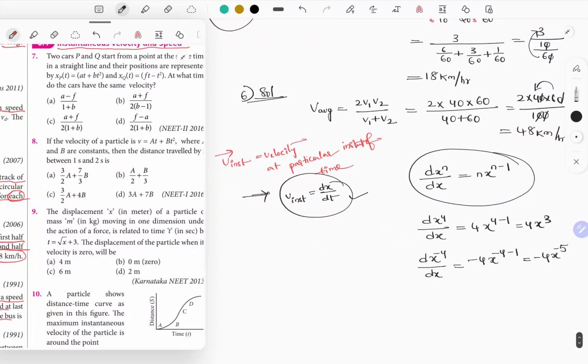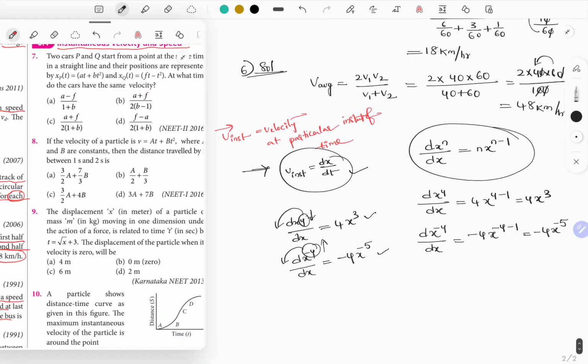Try to understand the difference between these two. If I have d x power 4 by dx, that means this power value comes as a multiplier, that is 4, and the power is reduced by 1, 4 x power 3. That is for a positive power. If it is a negative power, that is d x power minus 4 by dx, then again this power comes as a multiplier, that is minus 4, and the power is increased by 1, that is x power minus 5. Try to understand the difference. If it is a positive power, then it decreases by 1. If it is a negative power, it increases by 1. I'm talking about the magnitude. The sign will remain as it is. There is no change in sign.